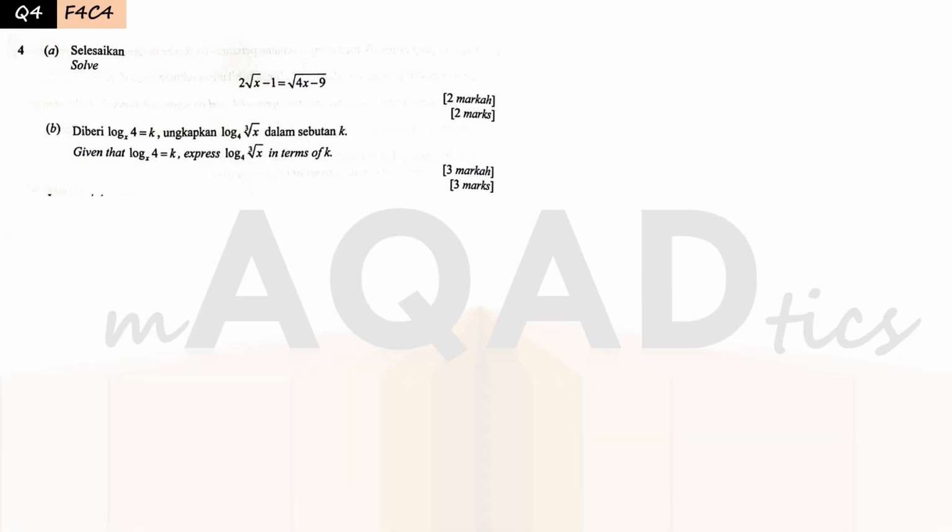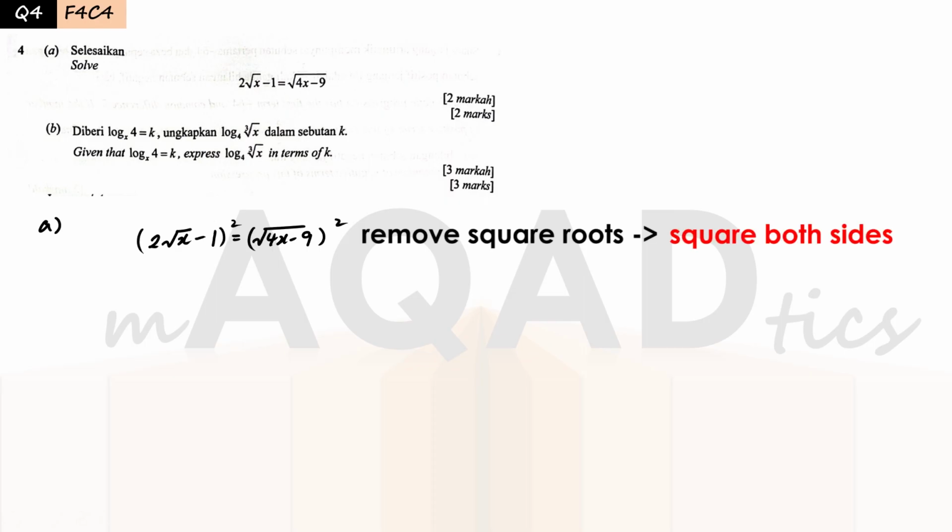Fourth question, we will focus on indices, surds and logarithms, and for part A, we are focusing on surds, because we have square roots there, right? So to solve surds, we need to get rid of the square root. To get rid of the square root, we need to square both sides.